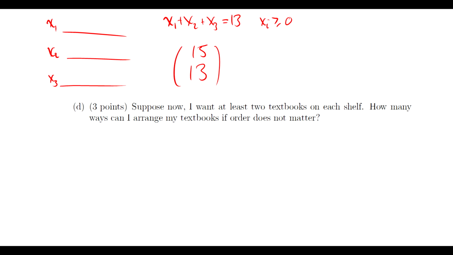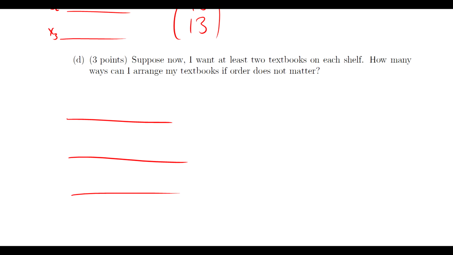Now, I want at least 2 textbooks on each shelf. Okay, so if substitution didn't make sense before, allow me to explain it visually with this example. We have 13 textbooks, but each shelf has to have at least 2. So we're going to put 2 on the first one, 2 on the second one, 2 on the third one.